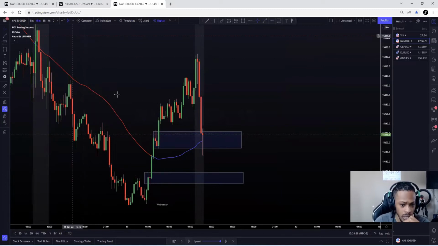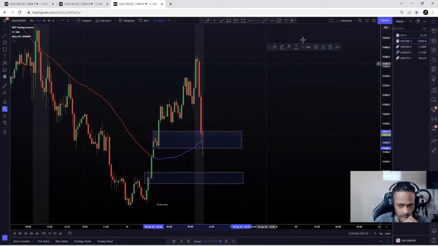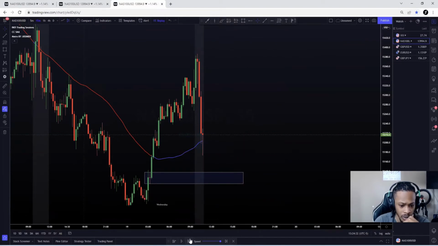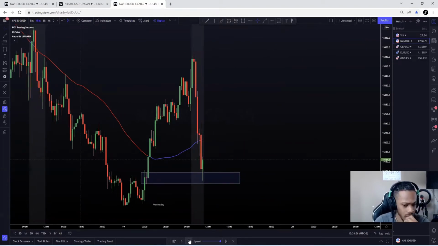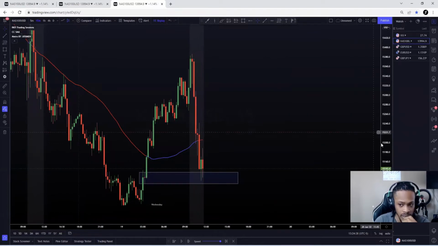Okay, it breaks our zone. We delete our zone. It's that simple. Delete our zone. They don't care about it. Boom. It didn't hold. Let's see if it holds the next one. Boom. Touches into our zone. Breaks it.